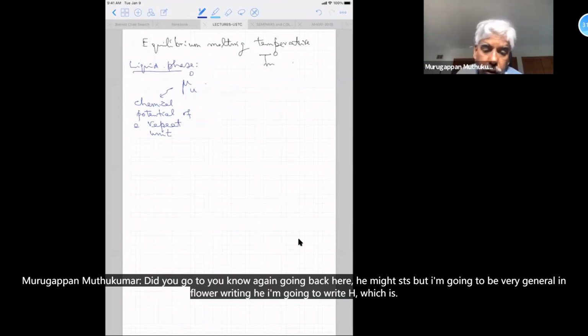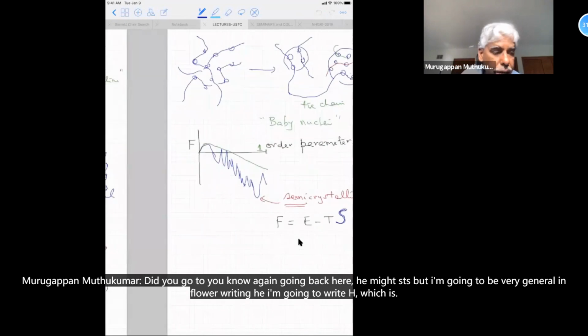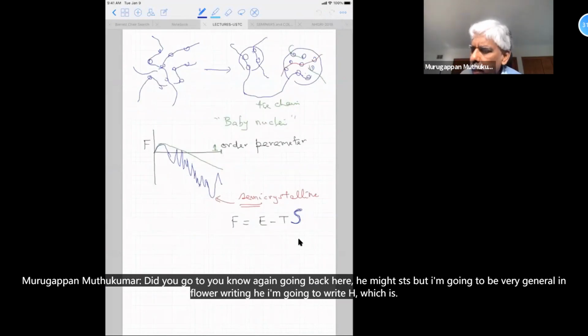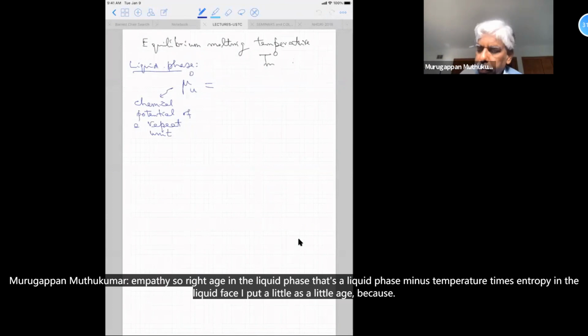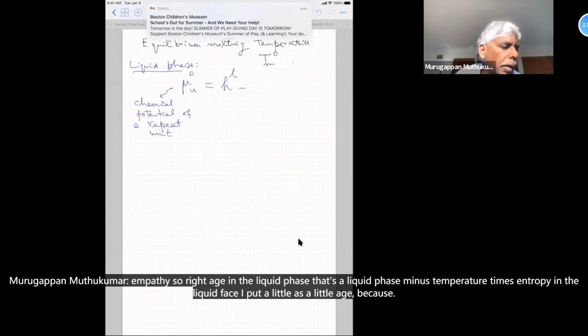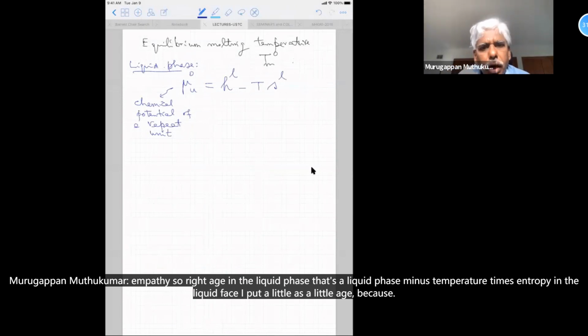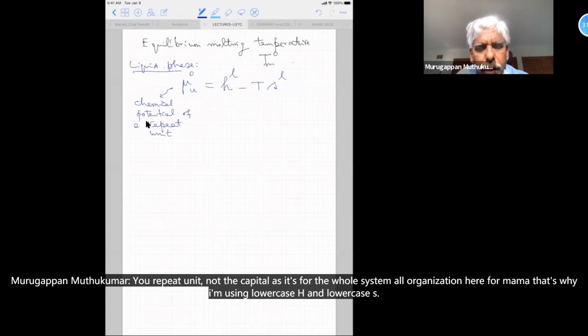This is equal to, again, going back here, E minus Ts, but I'm going to be very general. Instead of writing E, I'm going to write H, which is enthalpy. So I write h in the liquid phase minus temperature times entropy s in the liquid phase. I put little s, little h because it is per repeat unit. The capital S is for the whole system, whole organization. Here per monomer. That's why I'm using lowercase h and lowercase s.